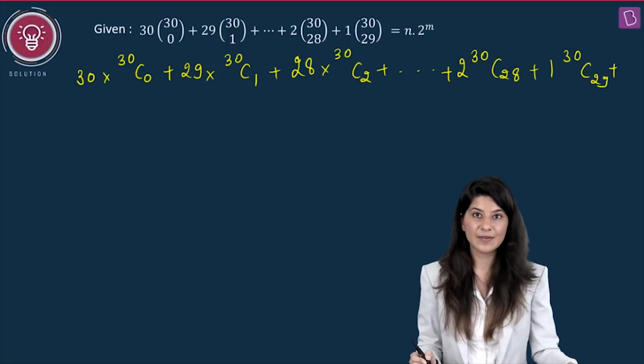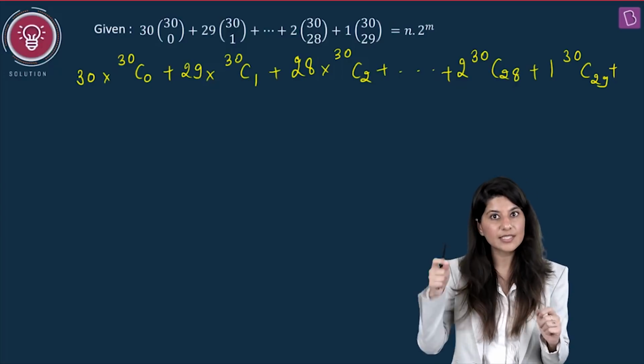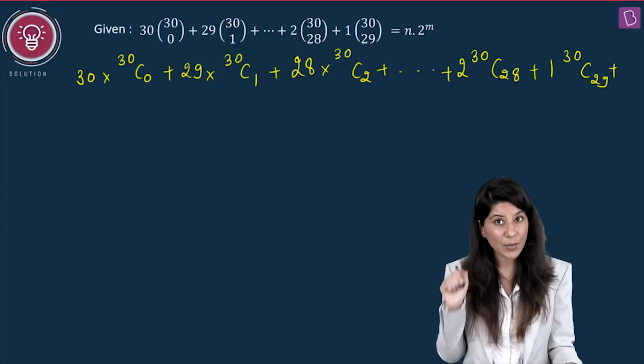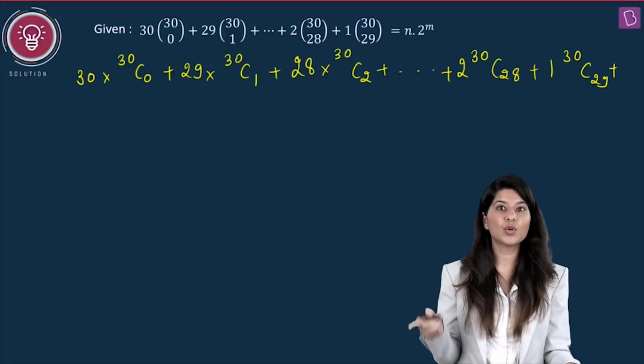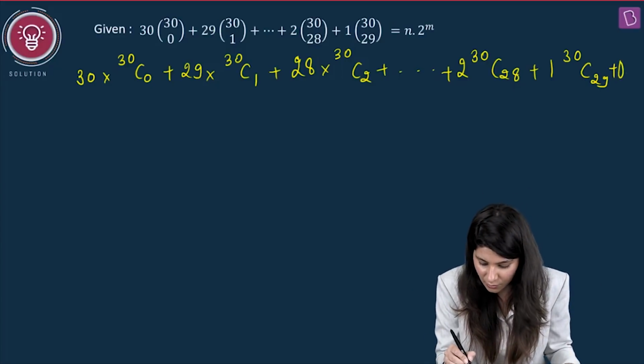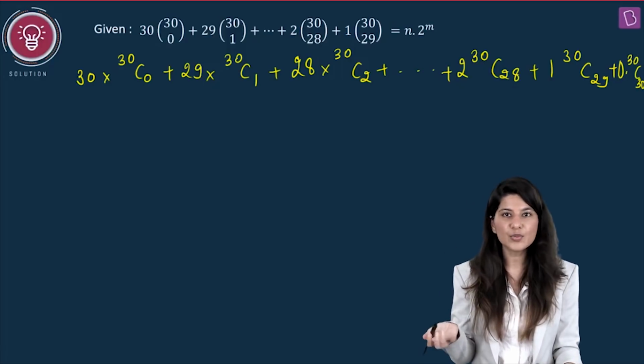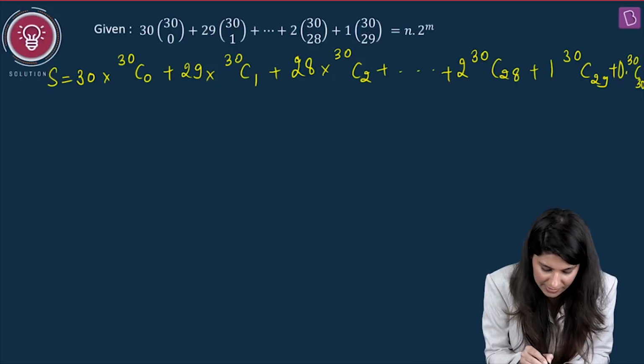And then see, I have 30C0, then second term having 30C1, 30C2, 30C3, 30C29, but I need to create one more term which is 30C30 so that the series is completed. So 0 times 30C30 I'll add. That is eventually 0, right? This is nothing but S.